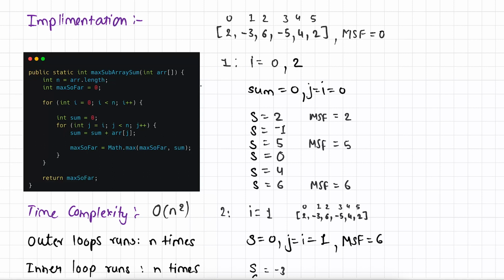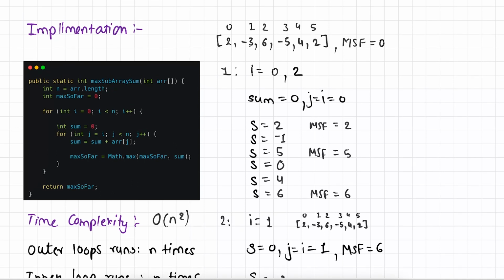So let's quickly dry run this code and see how it works. We have this array 2, -3, 6, -5, 4, 2. Maximum so far is 0. We run this program and our loop begins. The value of i in the first iteration is 0, and the element present at index 0 is 2. Then we run the inner loop. Before running the inner loop we initialize sum to 0 and j is equal to i, that is 0. In the next line we do 0 plus 2, meaning previous sum plus array of j, that is 2. So 0 plus 2 is equal to 2. We get our new maximum so far, so we update maximum so far to 2.